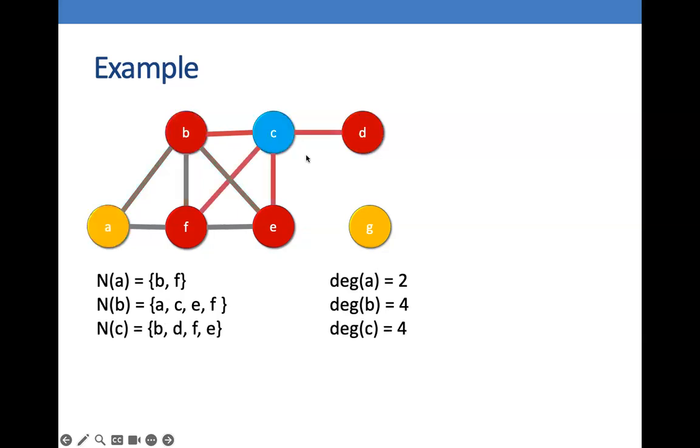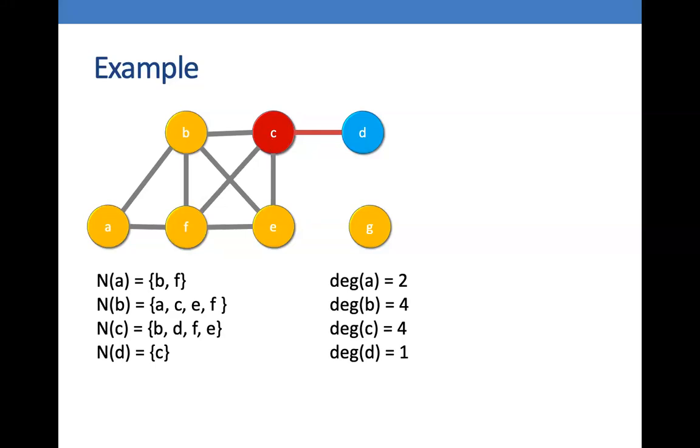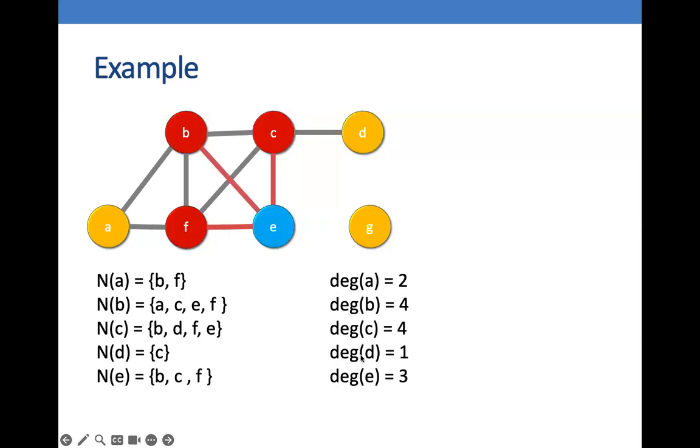Okay, so what about vertex C? Vertex C is connected to B, D, E, and then F. So we can also say that the degree is equal to 4. And for the vertex D, D is connected to only one vertex, which is C. So we can say that the degree of D is 1. And vertex E is connected with C, B, and F. If we count all the edges that are incident with E, it is equal to 3.